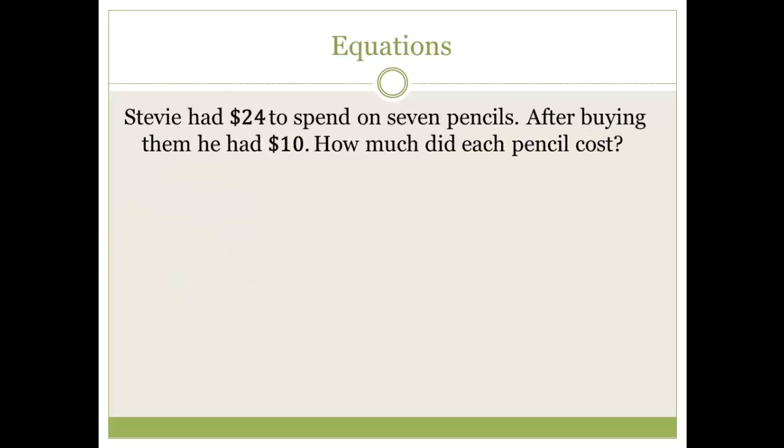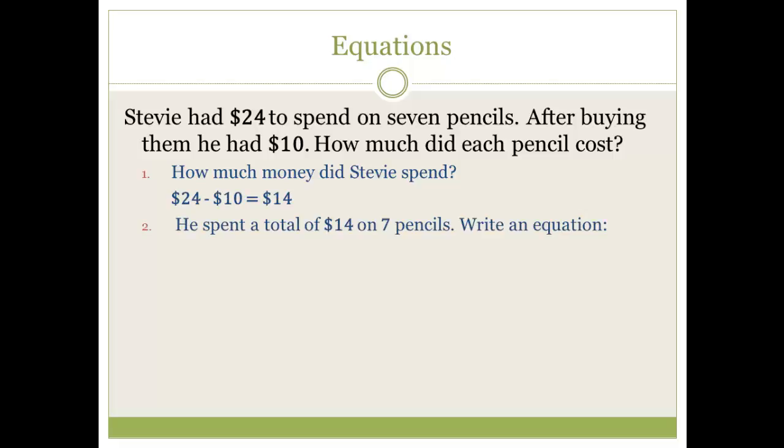Let's take a look at an example. Stevie had $24 to spend on 7 pencils. After buying them, he had $10. How much did each pencil cost? Let's first determine how much he spent. If he had $10 left from 24, we can subtract 10 from 24. He spent a total of $14 on 7 pencils.